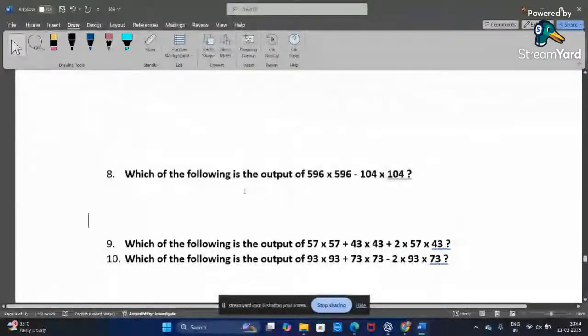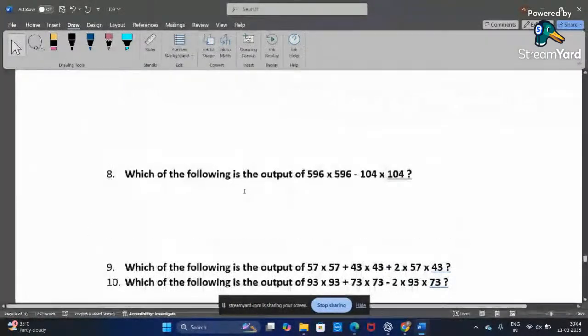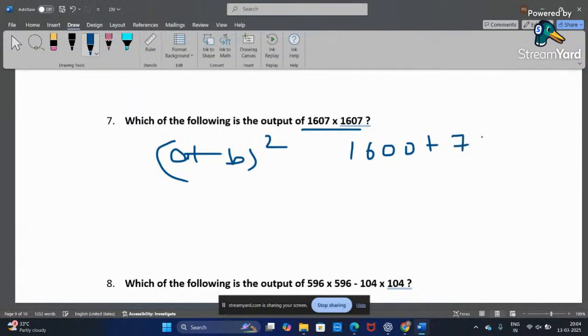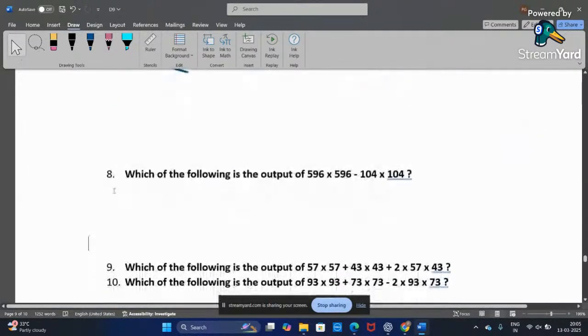See, this previous one is in the form of a plus b the whole square, I'll write it out. We can make this in the form of a plus b the whole square, because 1600 plus 7, we can write as 1607. We can write it as 1600 plus 7 the whole square. Then we have to take this as a and this as b, write the whole formula and substitute the values, so that we'll get the answer. That will be the answer for the seventh one. Same way we need to solve for this.